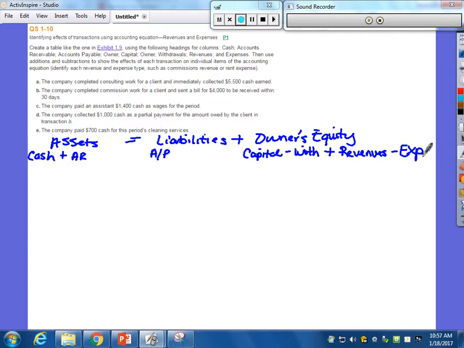All right, so letter A. The company completed consulting work for a client and immediately collected $5,500 cash earned. So what two accounts are affected here? Cash and what else? Revenue. And cash increases or decreases? Increases by 5,500. And revenue increases or decreases? Increases by 5,500.